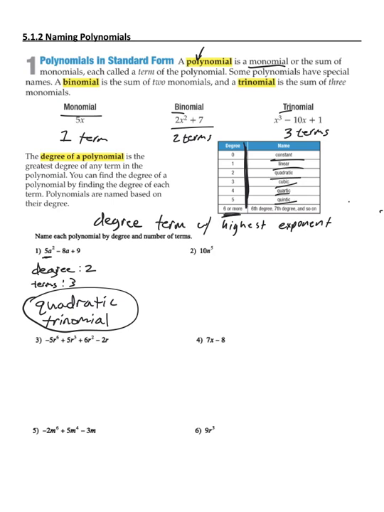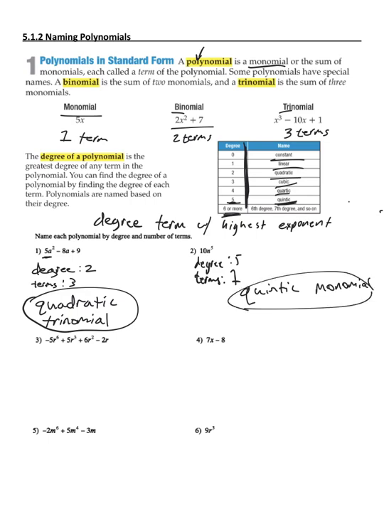The second one has 1 term, so the number of terms is just 1. What's the degree of that term? The degree is 5. That's the exponent. So what would we call this? We would call this a quintic. One term, monomial. So a quintic monomial.